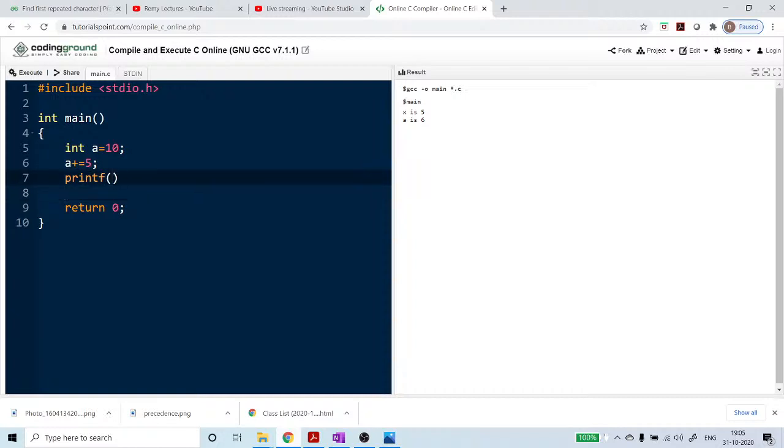So what can I write here? Percentile d. I'm checking the value of a, right? I'm checking the value of a. See the statement here, a is initially 10 and a plus equal to 5. That means a equal to a plus 5.